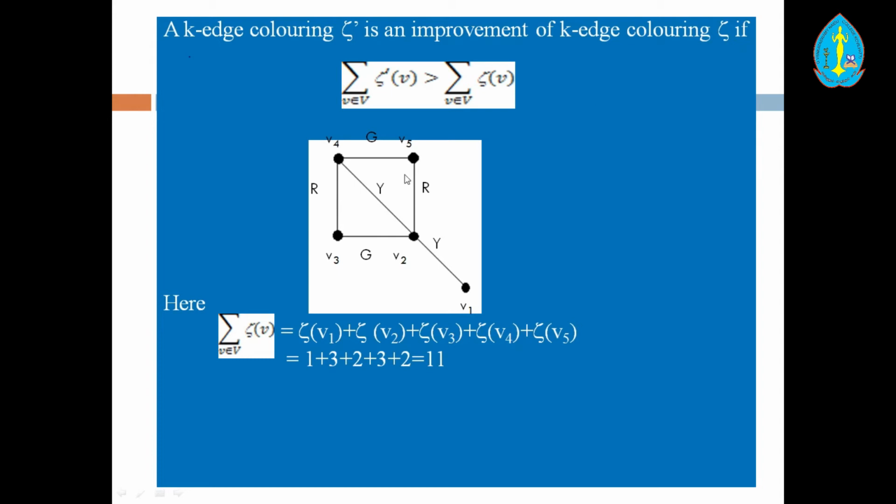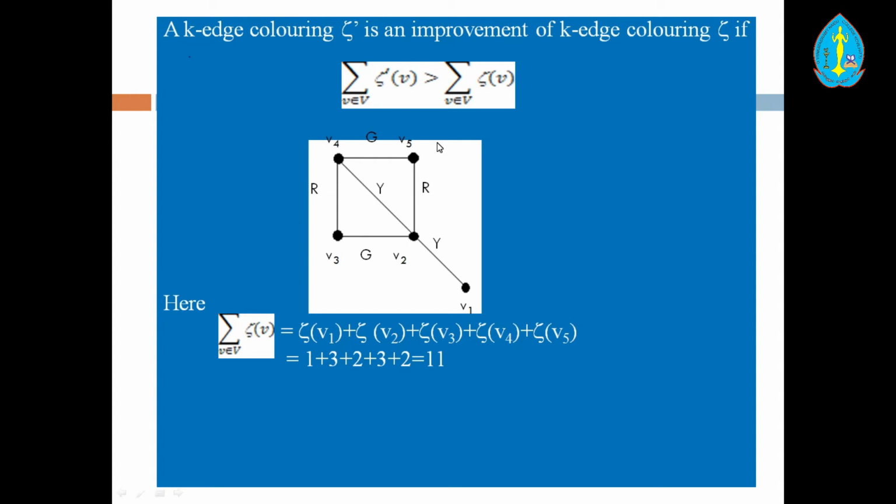A k-edge coloring script C dash is an improvement of k-edge coloring script C if the sum of the numbers of colors represented at every vertex under the edge coloring C dash is greater than the sum of the numbers of colors represented at each vertex under the k-edge coloring C.